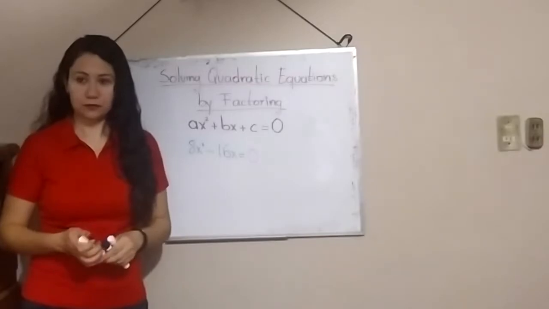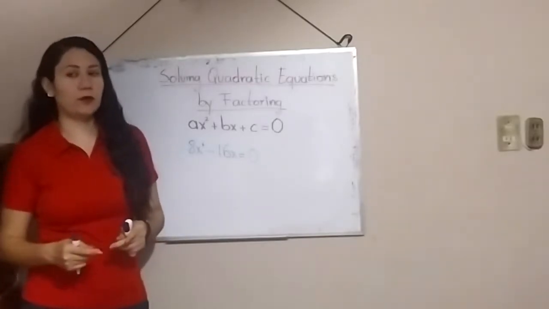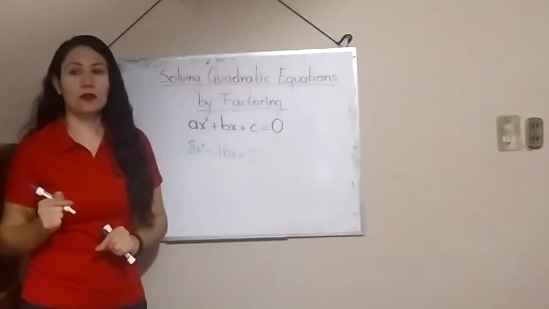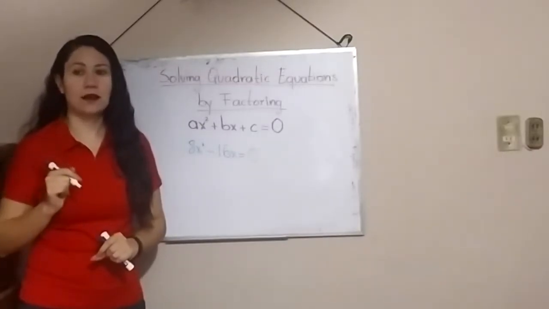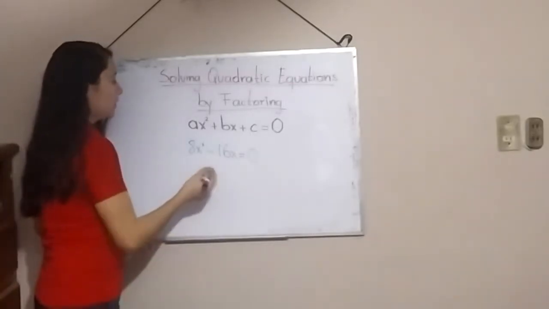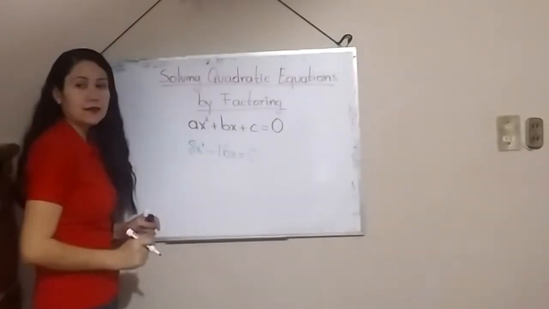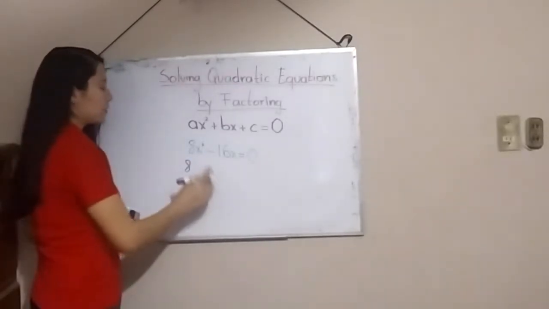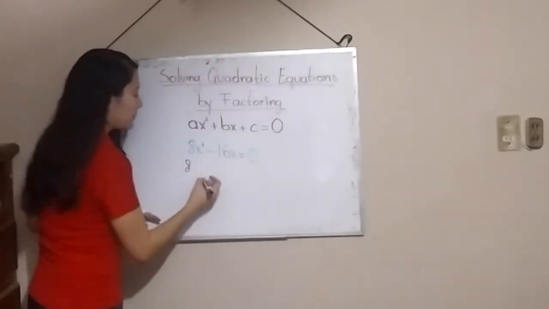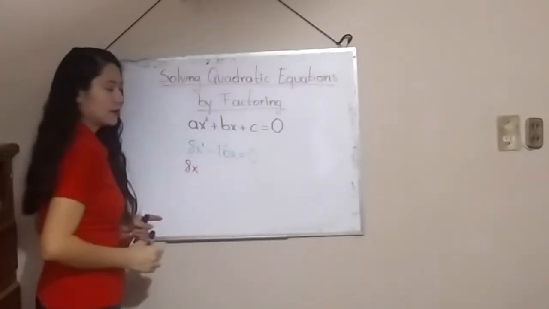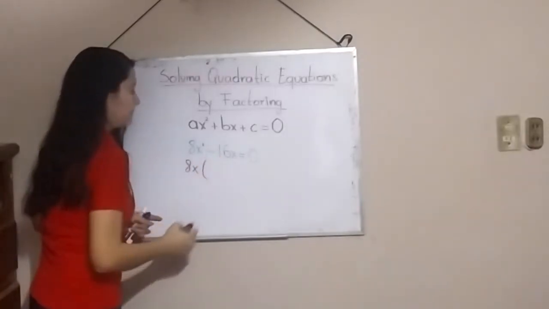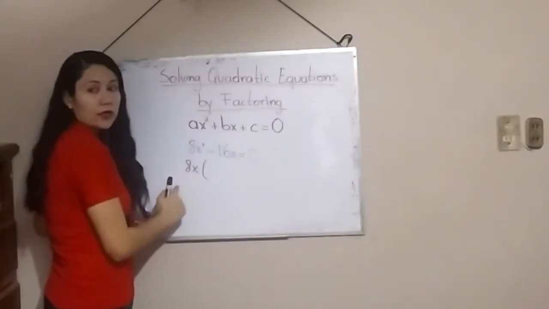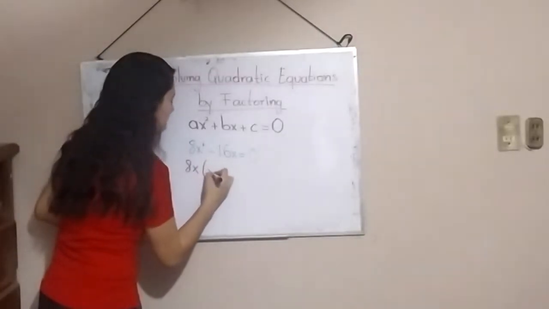Factorizing. Remember, when factoring, we will always first look for a common factor, okay? The common factor of 8 and 16 would be 8. The common factor of x squared and x would be x. And now we write the other factor, which would be 8x squared divided by 8x is x.